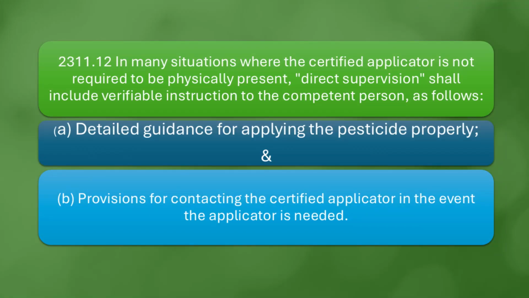2311.12. In many situations where the certified applicator is not required to be physically present, direct supervision shall include verifiable instruction to the competent person as follows. A. Detailed guidance for applying the pesticide properly. B. Provisions for contacting the certified applicator in the event the applicator is needed.